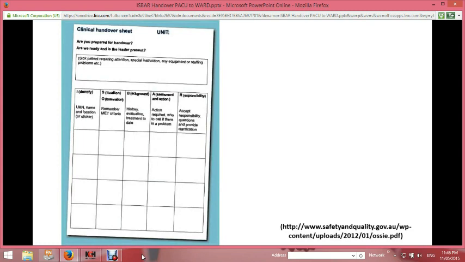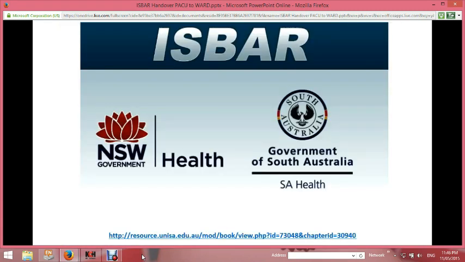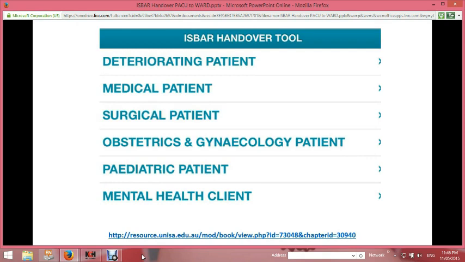The next few slides guide you through an app that's available from New South Wales Health on ISBAR. It's free to download, and as you'll see, it can come in very handy as it has variances for different specialties. So when you download the app, this is the home page that you first see, and then you will go into the contents page, and as you can see, it has different subjects that you can go into depending on which area you're working in.